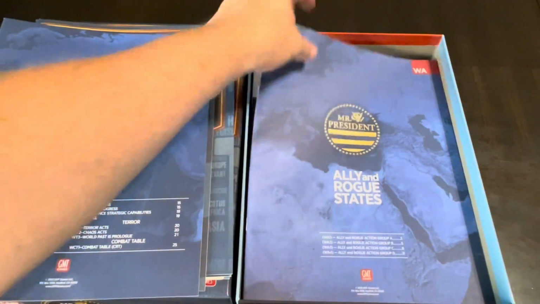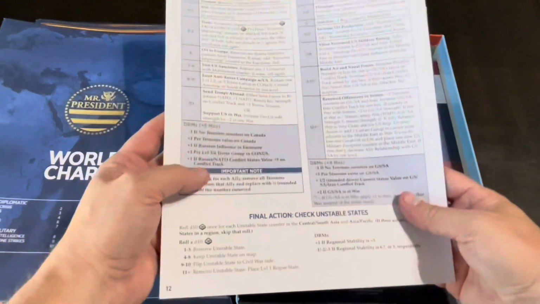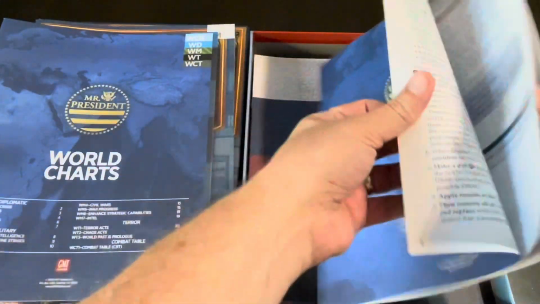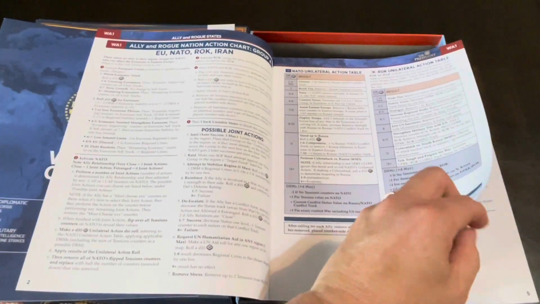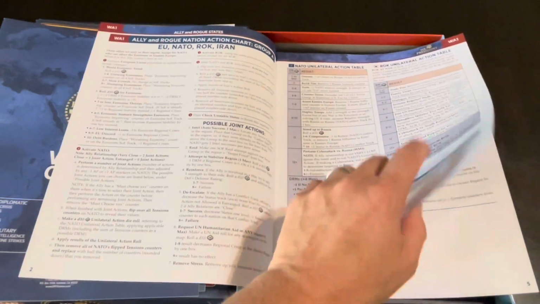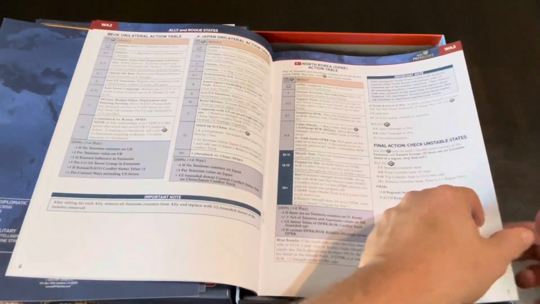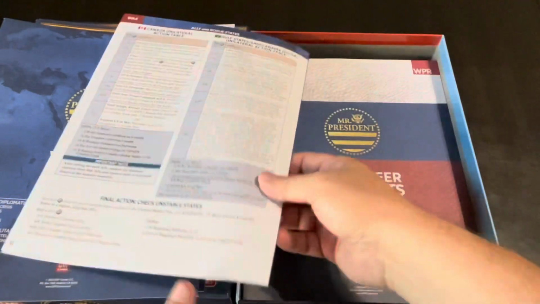Then you have ally and rogue states. Now, this is a little bit thinner book, dealing with just that, ally and rogue states. So you want to have good allies. You want to try to avoid rogue states, and that's how you deal with some of the tension that's going on in some of the regions. This explains your allies and rogue states and how they might change over time and how you deal with them. So there's that book.